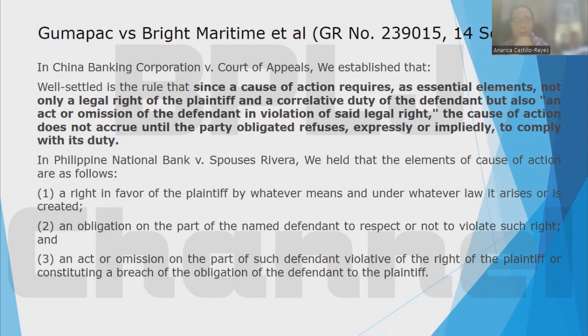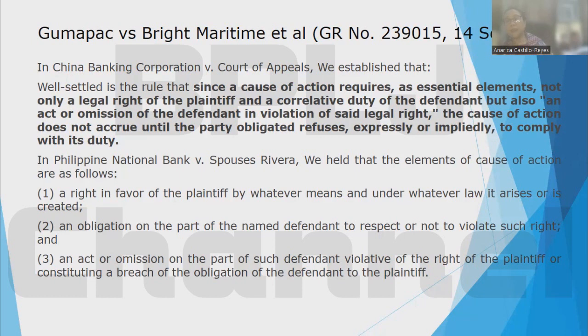In the case of Umapak versus Bright Maritime, the cause of action requires as essential elements not only a legal right of the plaintiff and a correlative duty of the defendant, but also an act or omission of the defendant in violation of the legal right. The cause of action does not accrue until the party obligated refuses to comply with its duty. So Umapak is important because it outlined the elements of a cause of action.